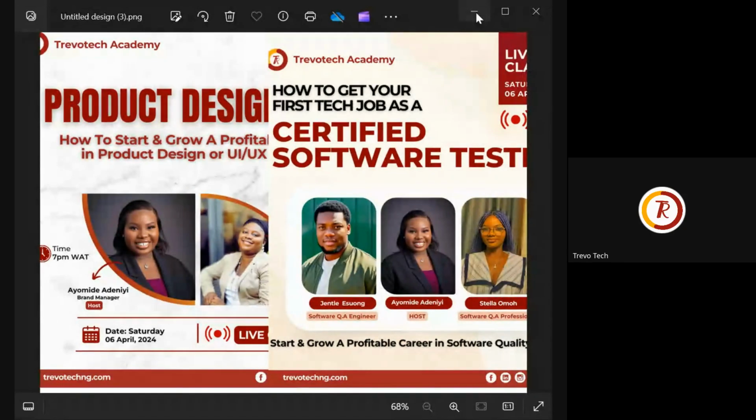Is it possible for someone to become a UI UX designer without any background in tech before? Do they have to study computer science or software engineering in school to become a UI UX designer? No, not at all. But wait, let me ask, what did you study in school?